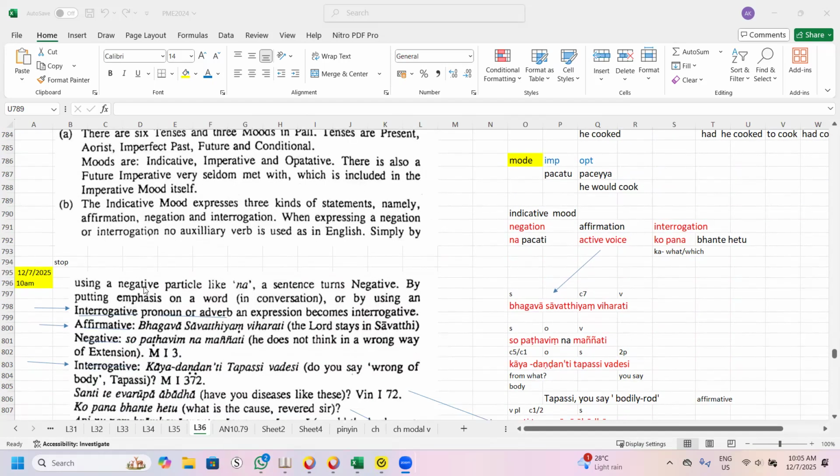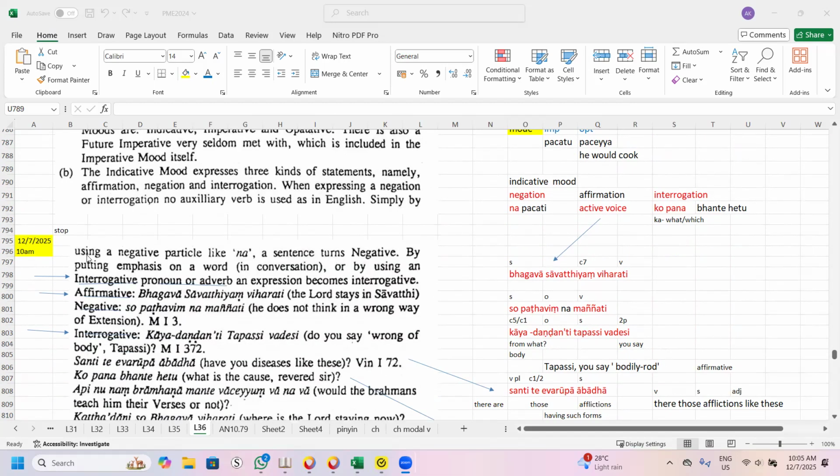Our usage of negative particles. So here, this portion is talking about interrogative pronoun or adverb. So it expresses a question; interrogative means question, affirmative.